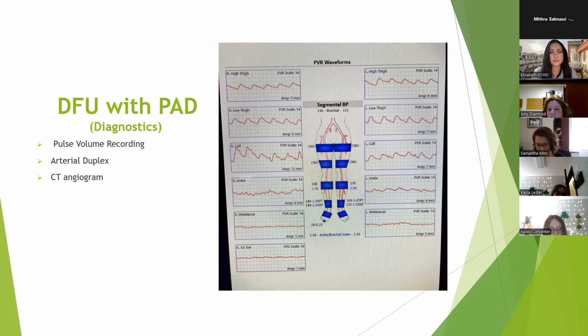This is just an example of a pulse volume recording, but you can see towards the bottom where we have some flat line at the toe across the metatarsals. This is an abnormal study. If they have wounds on the feet with an abnormal study like this, I would be referring to vascular surgery to have them evaluated for revascularization options, so we know whether there's a chance at healing these wounds or not. Okay, next slide.